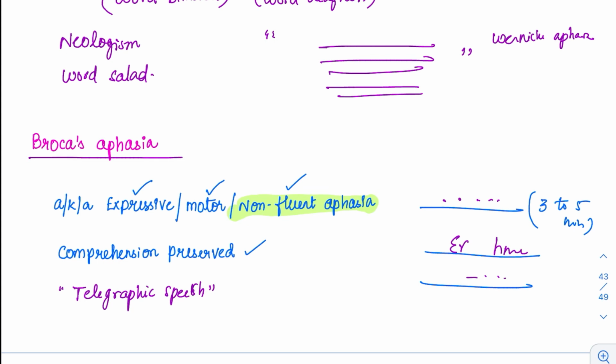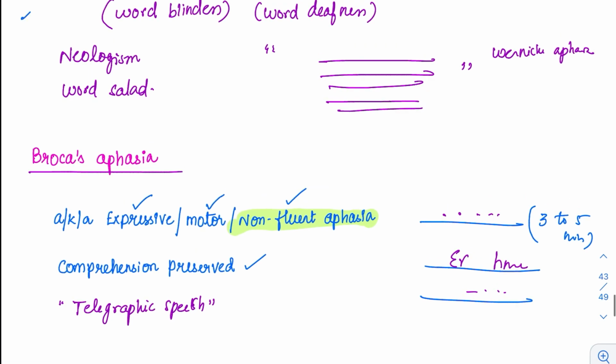And there is something called global aphasia where multiple areas can be involved. And there is something called transcortical aphasia also, where specific cortical connections can be affected. So all these kinds of aphasias can be there, but the major ones are Wernicke's and Broca's.